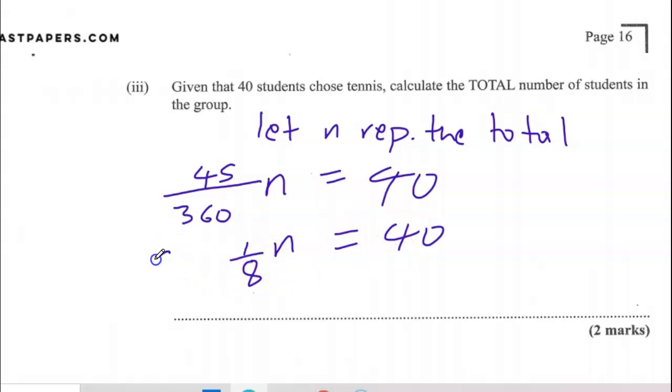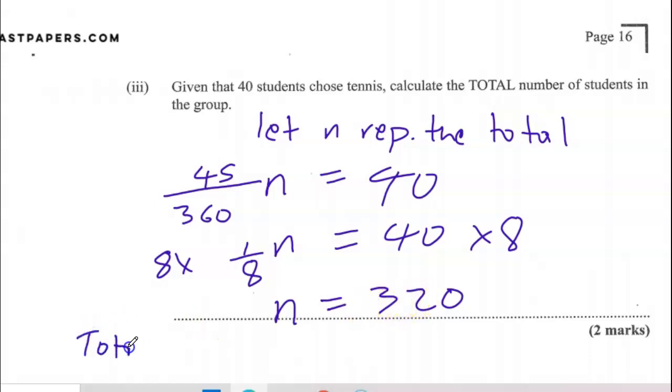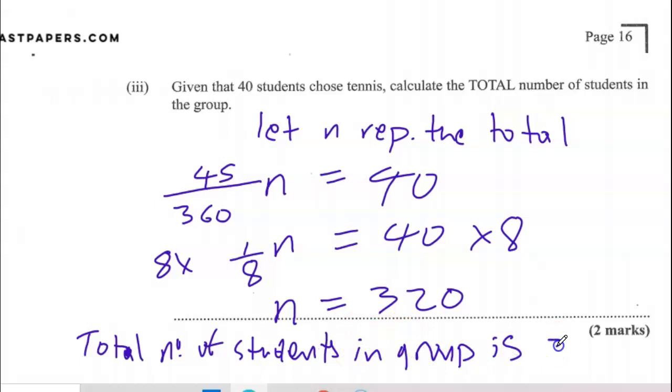Good, so if we times both sides by 8, 8 times 1/8, that's 1. So that's the 1n, which is n. And 40 times 8, that's 320 students. So in other words, the total number of students in the group is 320.